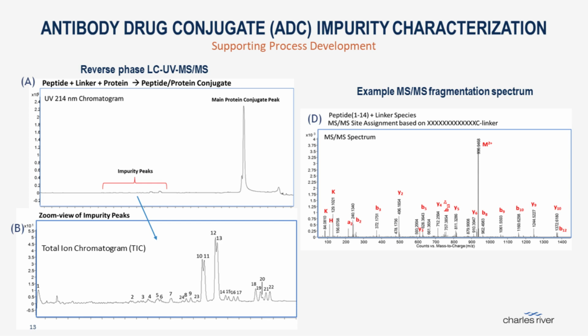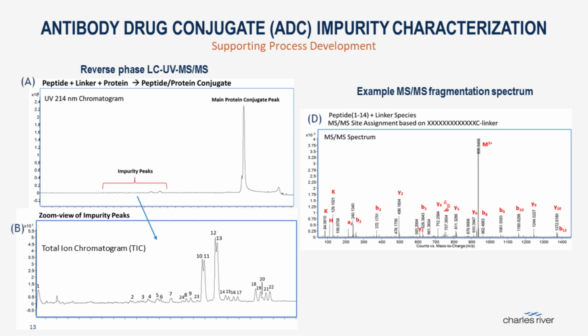Okay, and now I'll shift into a similar discussion around an ADC, an antibody-drug conjugate, supporting process development. You can see in panel A, this drug is a protein peptide conjugate with a linker, and the reverse phase method showed a series of small impurity peaks. There's a zoom view down below in B, showing the total ion chromatogram of all these small impurity peaks.